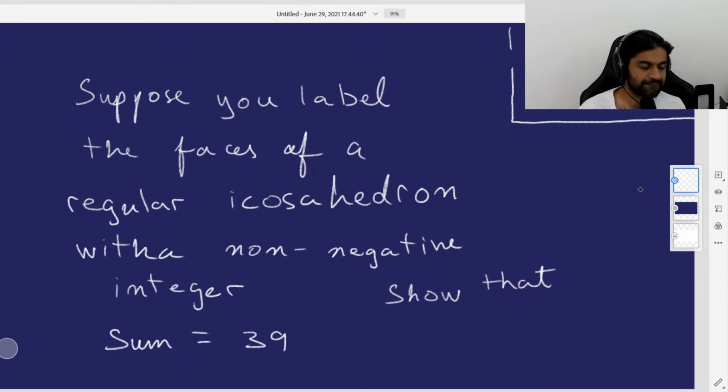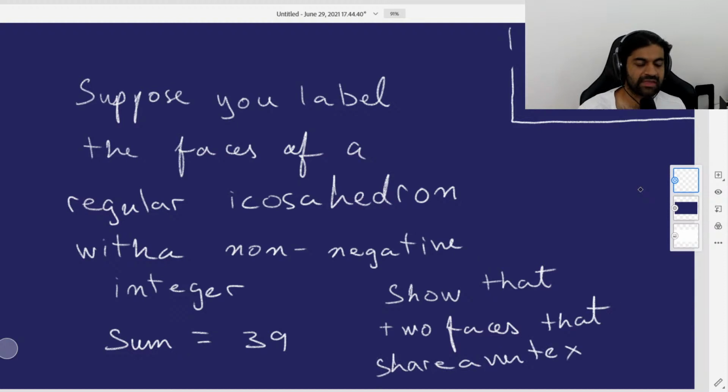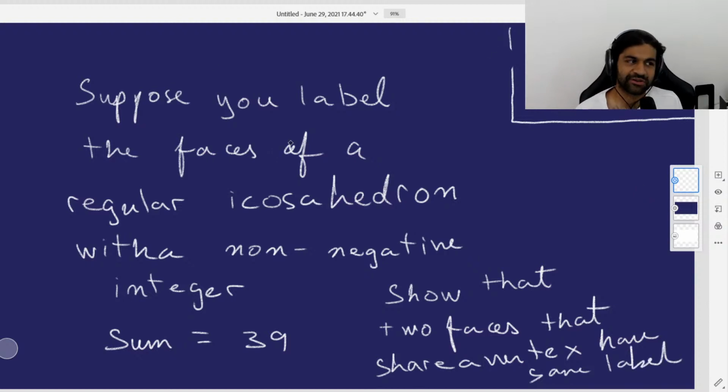Two faces that share a vertex have the same label. All right. So you're labeling the faces of a regular icosahedron with a non-negative integer in such a way that all these non-negative integers add to 39. You want to show that two faces that share a vertex have the same label. All right, that is the question here.